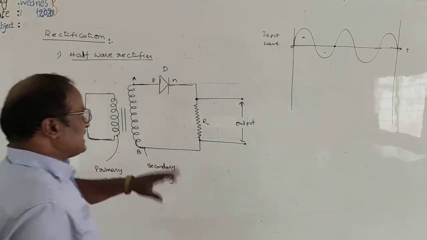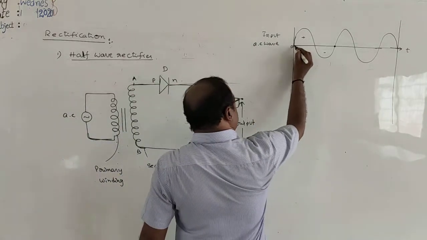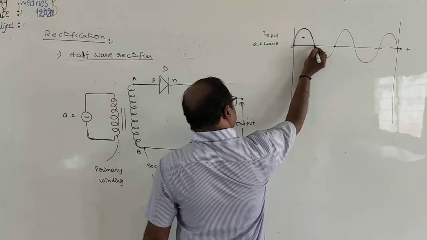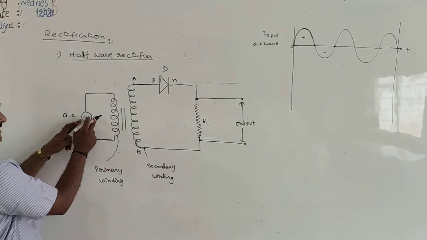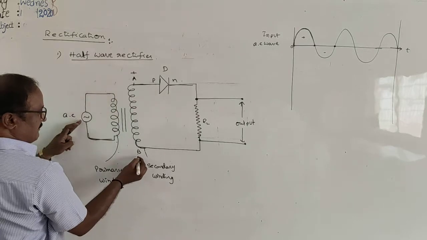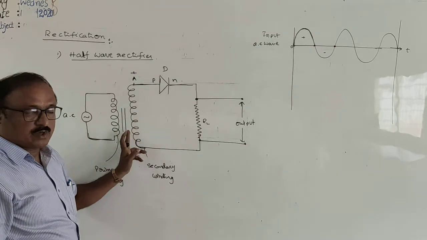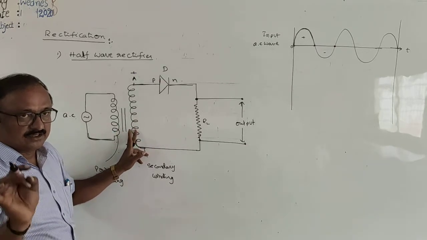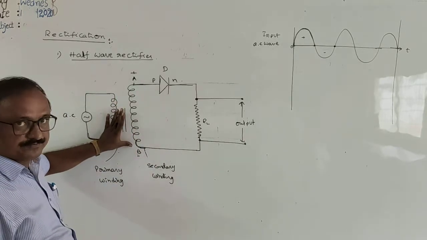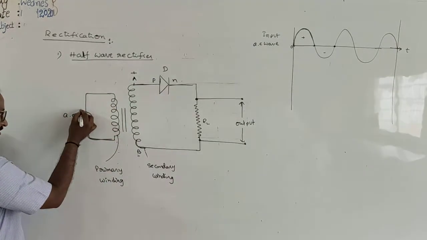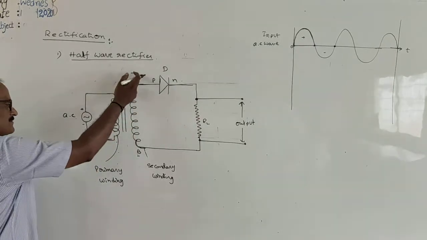So the input AC waveform. Suppose, see here, during the positive half cycle of input AC, this is the positive half cycle. In the positive half cycle of input AC, let the terminal A become positive and B become negative. Right? The transformer is a device which works on the principle of mutual induction. That concept was explained in alternating current. Only remember these points alone. Due to the positive half cycle, this end becomes positive and this end becomes negative. Similarly, A becomes positive, B becomes negative.